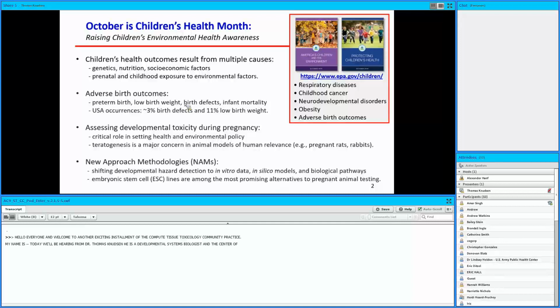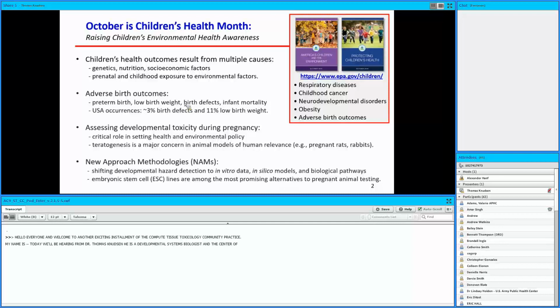So adverse birth outcomes include preterm birth, low birth weights, birth defects, infant mortality. The U.S. occurrences of birth defects is about 3% of live births, and for low birth weight, it's about 11%. So assessing developmental toxicity during pregnancy has a critical role in setting health and environmental policy. And teratogenesis is one of the major concerns, teratogenesis being chemically induced abnormal development. It's a major concern in the animal models that have human relevance, such as pregnant rats and pregnant rabbits.